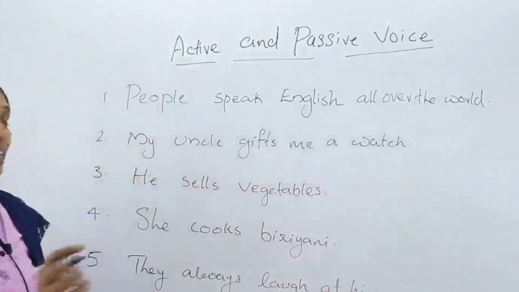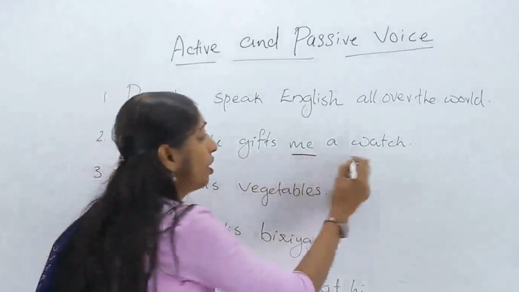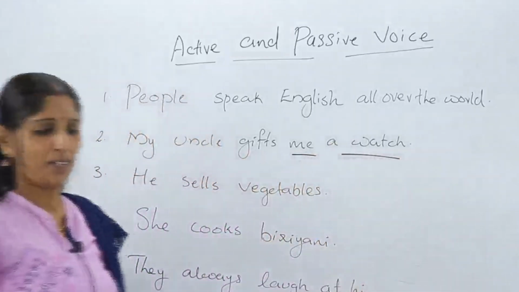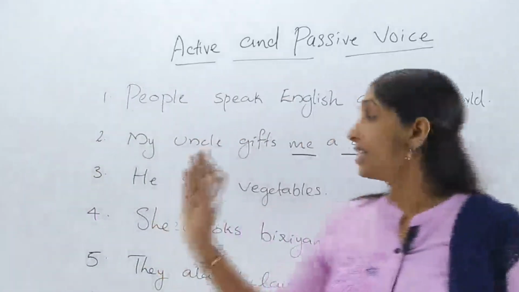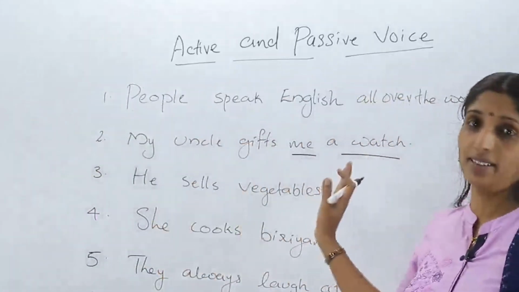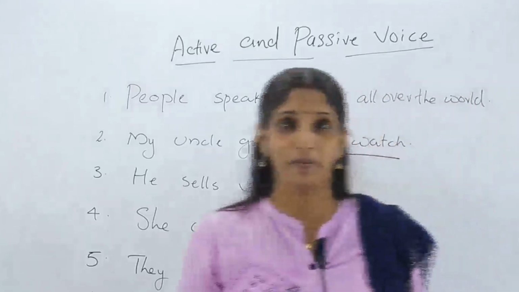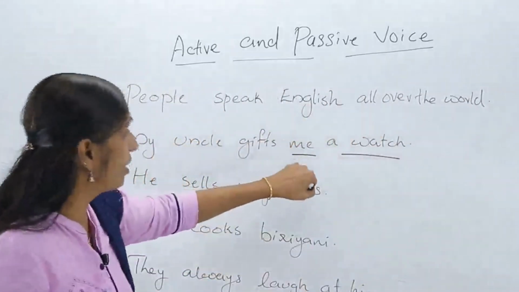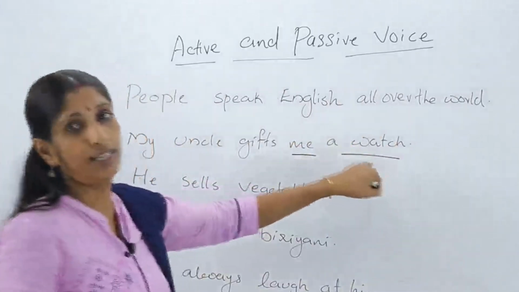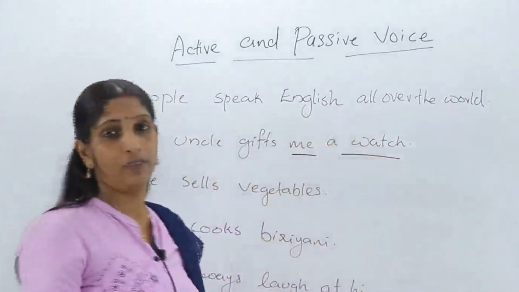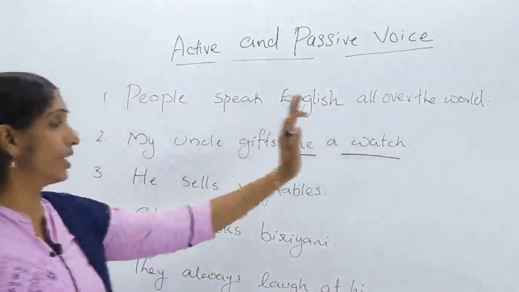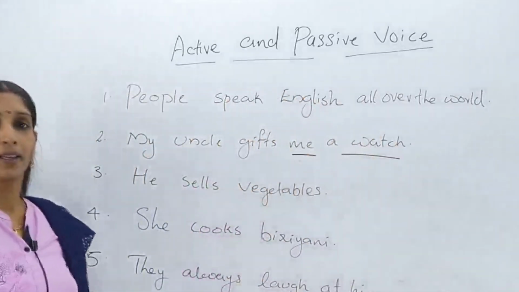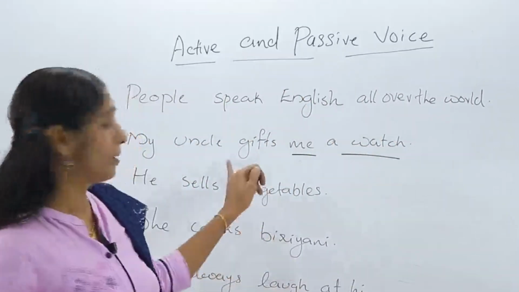Yes, very good. Here we can see two objects, me and a watch. Then in such cases, how do we change into passive voice? Please try. We can start either with this object or this object. Direct object or indirect object. We can start either with the direct object or indirect object. Can you do it? Please try for this.